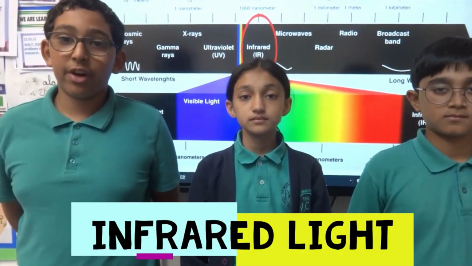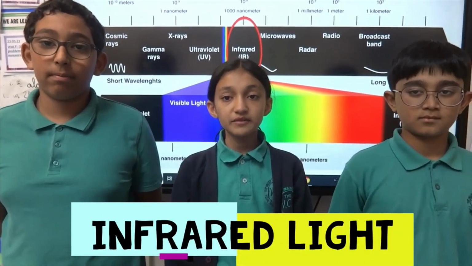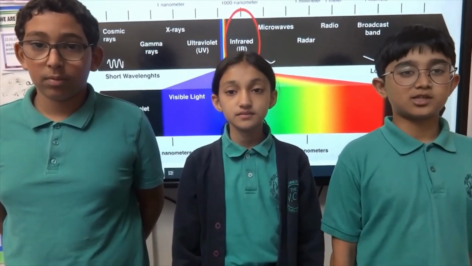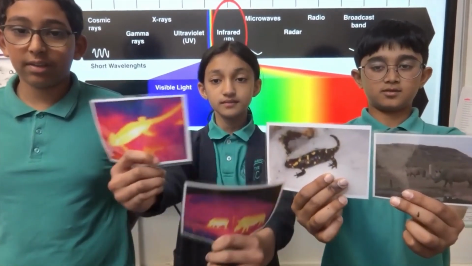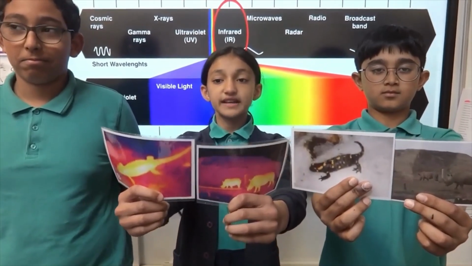This is infrared light. Its wavelengths are too long for humans to see. However, infrared light emits heat, so an image that looks like this to a human looks like this in infrared light. This allows humans to see in the dark using infrared cameras.